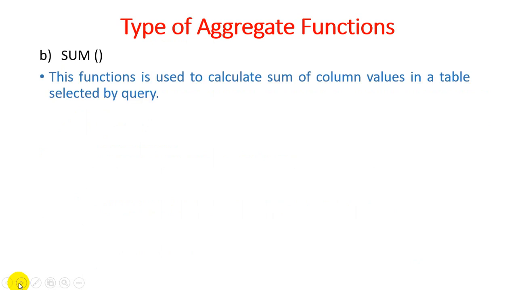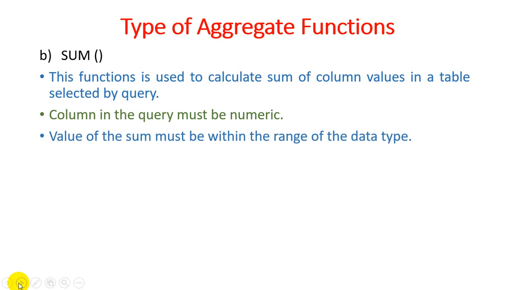Second function, it is known as sum. We know what the sum is? It is the addition of all the numbers which are provided by the users. This function is used to calculate the sum of the column values in a table selected by the query, because now we know what the input and the output are. The column in the query must be numeric, otherwise sum will not work. The value of the sum must be within the range of the data type, because if you are providing values which a particular data type does not accept, then also it will not work.